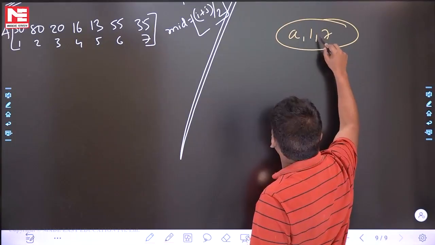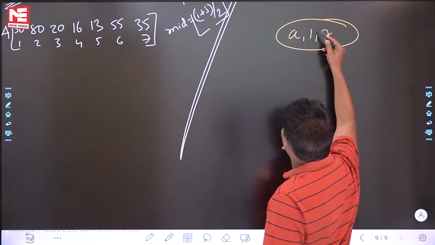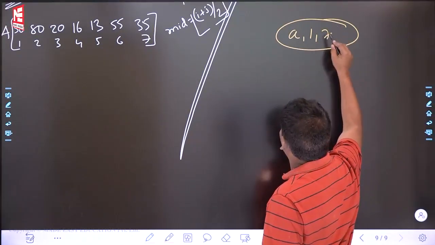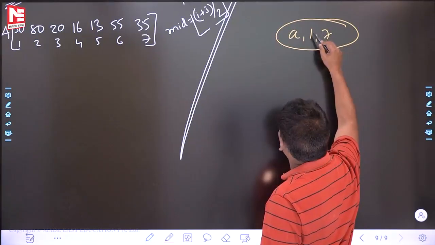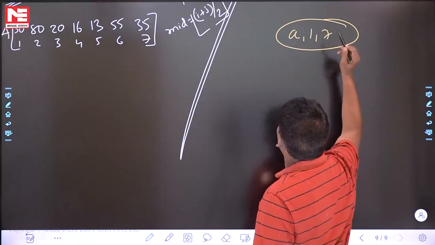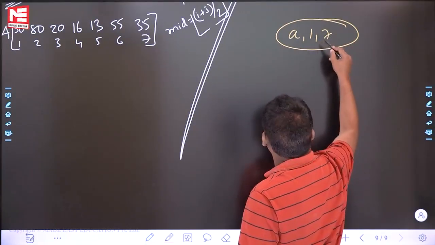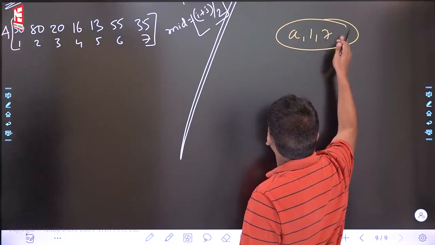Some people are asking, how can you say 7 elements? You know very well. The first element index is 1, the last element index is 7. Total elements are last minus first plus 1. 7 minus 1 plus 1. What is the answer? 7 elements. This array contains 7 elements, so this is not a small problem, it is a big problem.